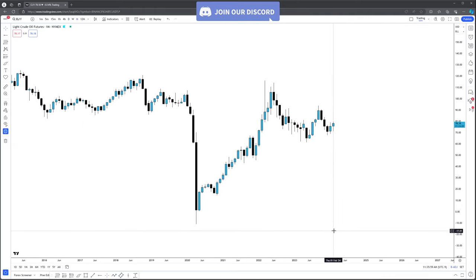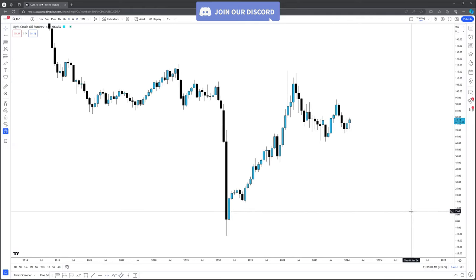Now, I'm taking you over to another market. This is crude oil. This also works on every market. You could be trading crypto. You could be trading Forex. You could be trading index futures. You could be trading commodities. You could be trading anything, the traditional stock market, anything, and this will work in all markets.